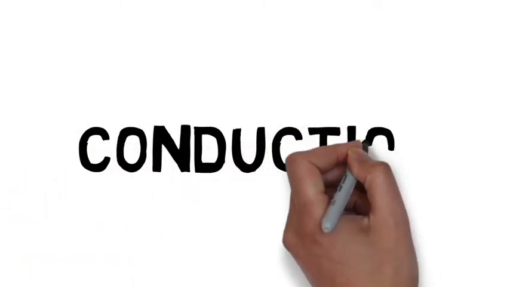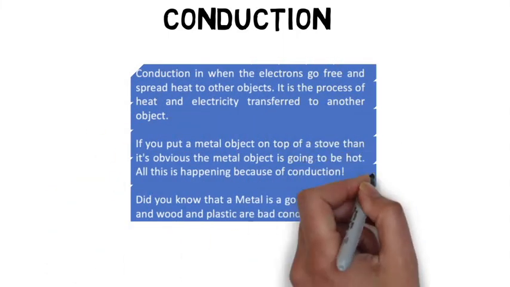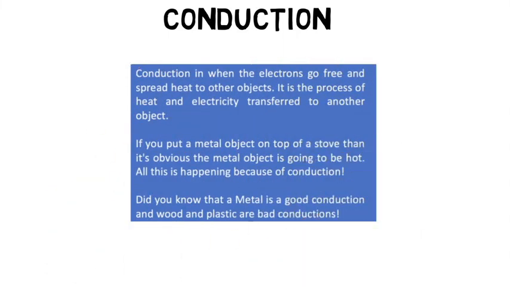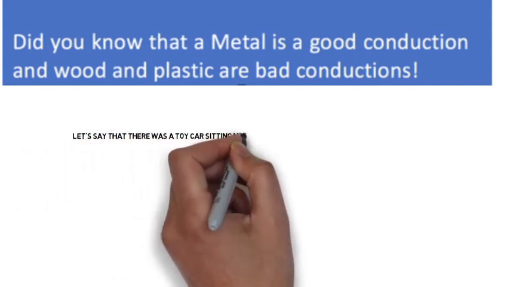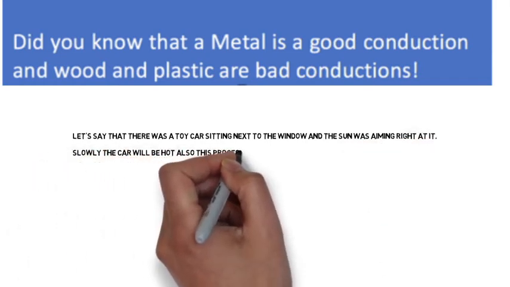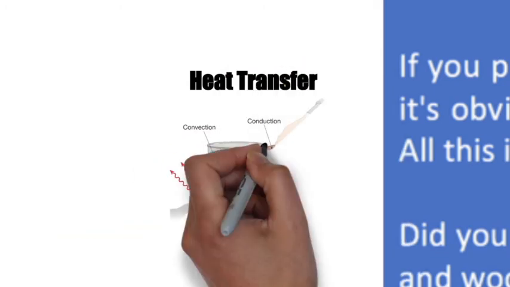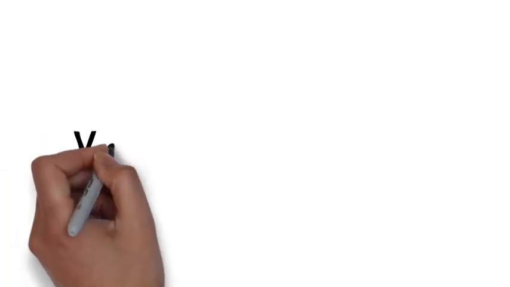Then comes conduction. Conduction is the process where heat and electricity are being transferred to other objects or matter. Metal is a really good conductor, but plastic and wood are bad conductors. Let's take a toy car for an example, and leave it right next to the window where the sun is shining. It's most likely that the car is going to get hot, because that's called conduction. And here's the image of heat transfer right here.